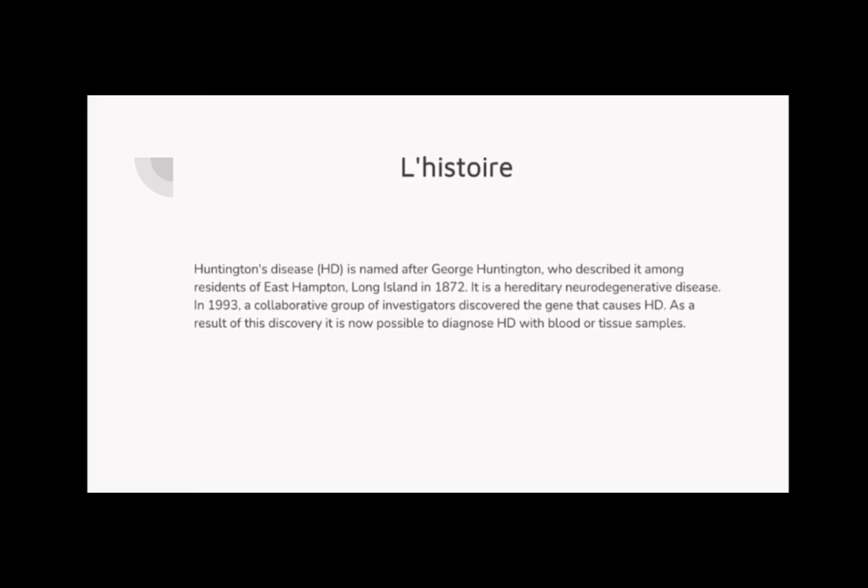In history, Huntington's disease is named after George Huntington, who described it among residents of East Hampton, Long Island in 1872. It is a hereditary neurodegenerative disease. In 1993, a collaborative group of investigators discovered the gene that causes HD. As a result of this discovery, it is now possible to diagnose HD with blood or tissue samples.